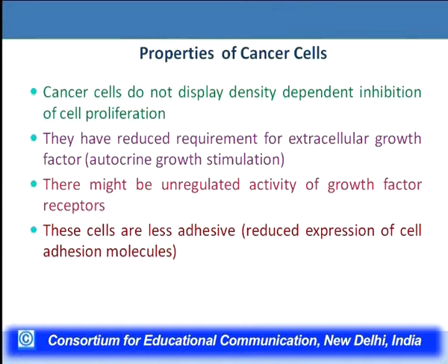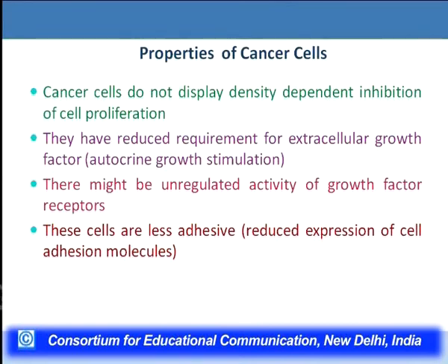That is, they are capable of autocrine growth stimulation. Whenever we are talking of normal cells, they always require growth factors for their sustenance, for their survival, and their division. But when we talk of cancerous cells, they do not require any such input from outside. They are able to generate molecules which stimulate their own growth, that is autocrine growth stimulation.